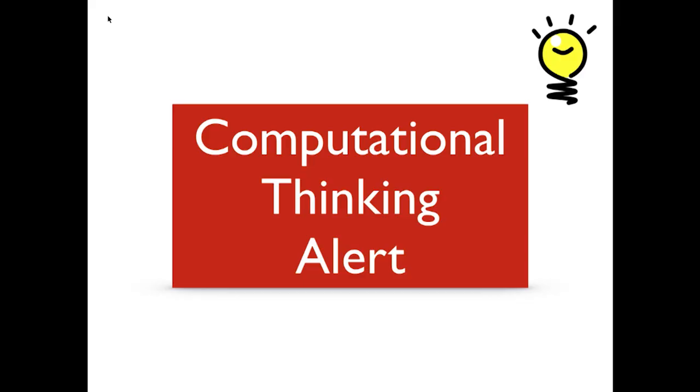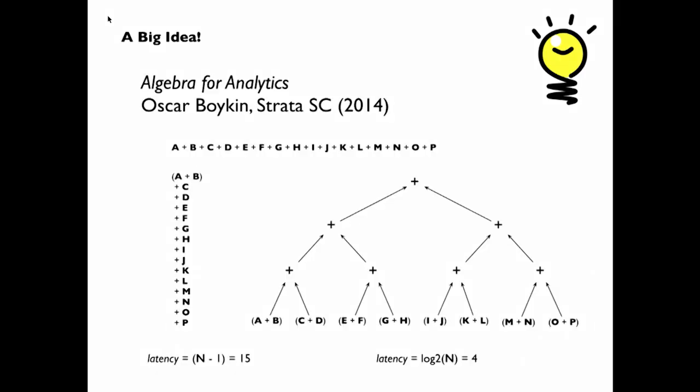A computational thinking alert. Out of Oscar Boykin's talk at Strata, he showed this one case I'd like to also reiterate here. If you have a lot of numbers, here we've got 16 numbers, and I'll represent them as variables, A, B, C, D, on through L, M, N, O, P. I've got 16 numbers, I want to add them together. Now, this is kind of an example in the small. You can think of this maybe being 16 million or 16 billion numbers, which is probably more of what you'd see at Twitter scale apps. But for right now, we'll just look at this.